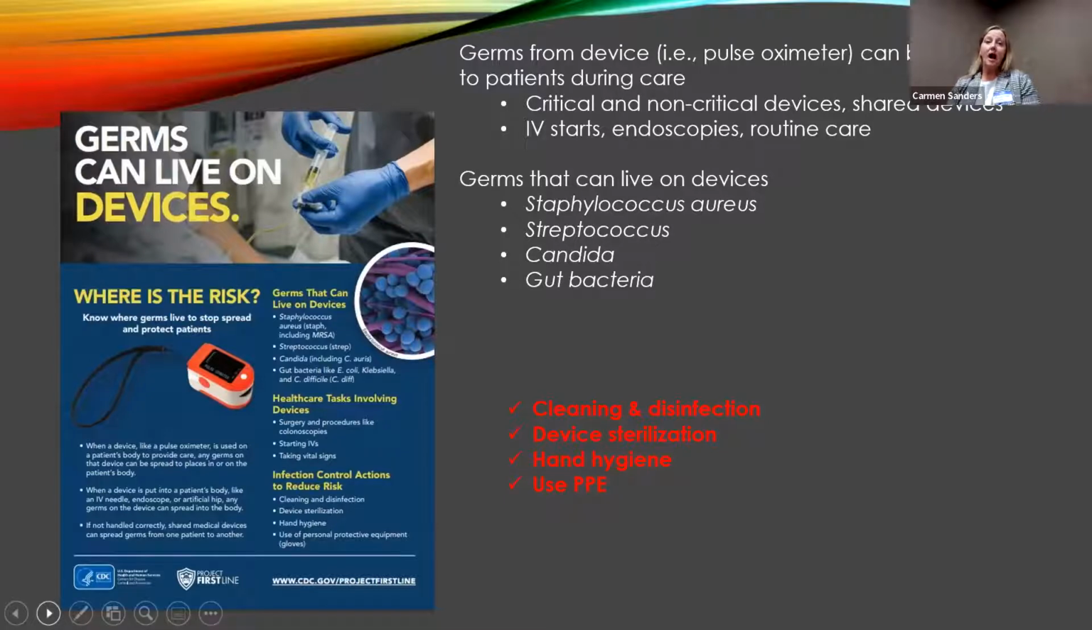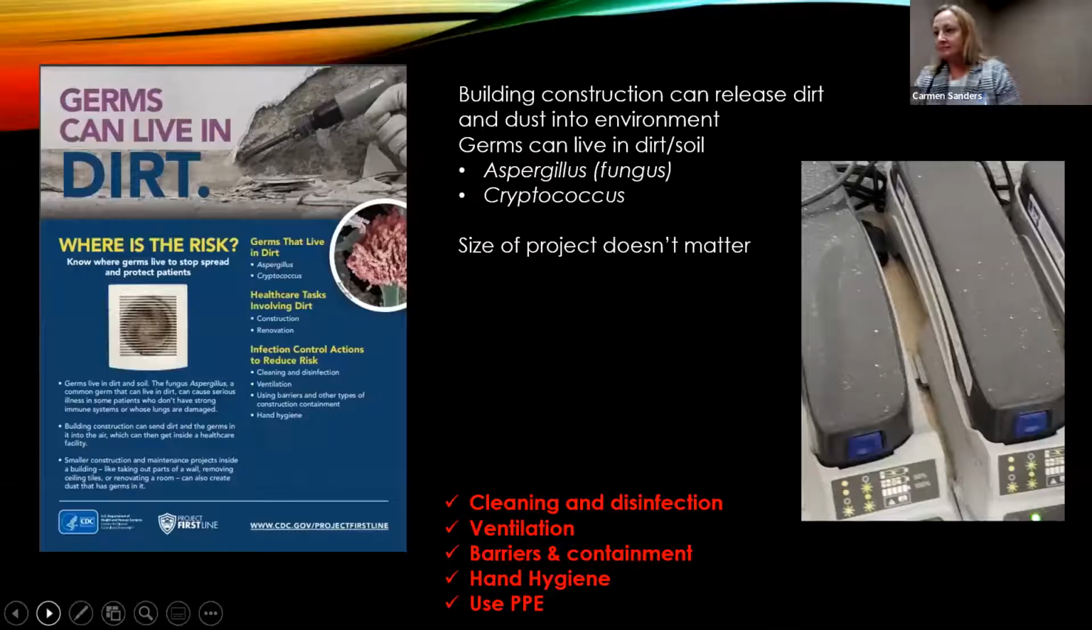And so as you're going around patient care, you can run into Staph aureus and Streptococcus, excuse me, Candida and yeasts, fungal growths, and gut bacteria. Again, that goes back to that C. diff, your Enterobacters and things like that, that you can unknowingly spread from one patient to another just on something as simple as a pulse oximeter. Next slide, please. Thank you.